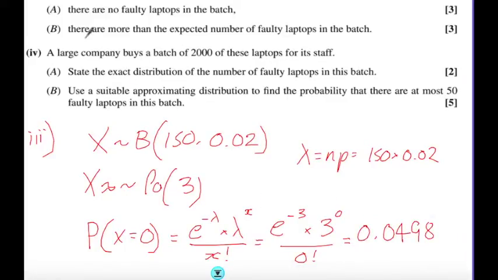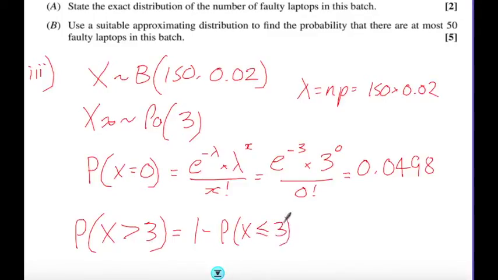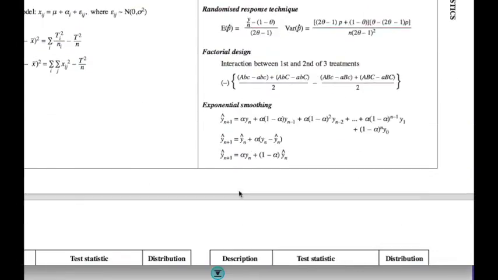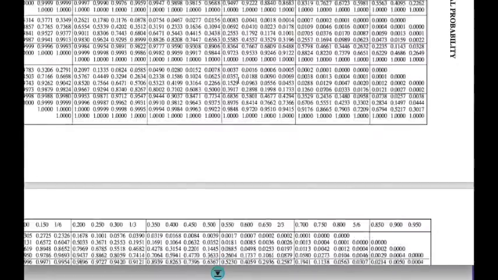Right. There are more than the expected number of faulty laptops in the batch. Well, we know the expected is 3, so we're looking for the probability x is greater than 3. So we're going to have to use our tables now. We're going to have to do 1 minus the probability x is less than or equal to 3, because this one isn't including 3, so this one is going to have to include 3. Right, so we've got to find our Poisson tables, which is easier said than done.